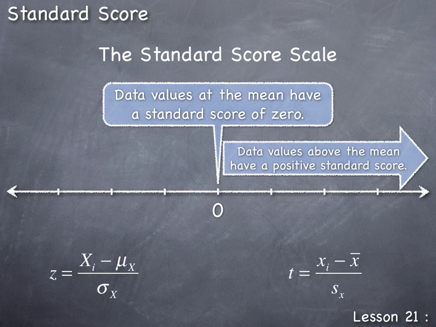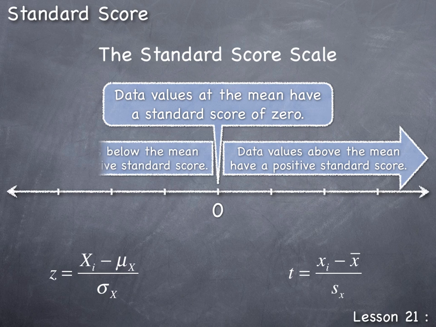Data values above the mean have a positive standard score because data values that are above the mean are bigger than the mean. And when you calculate the deviation by taking that x data value, which is larger, minus the mean, which is smaller, you always end up with a positive result or deviation. So data values that are positioned above the mean always have a positive standard score.